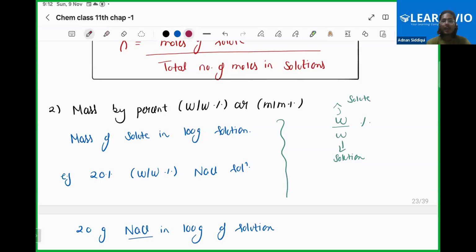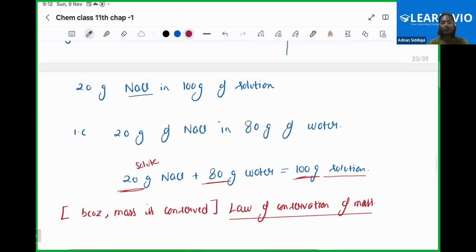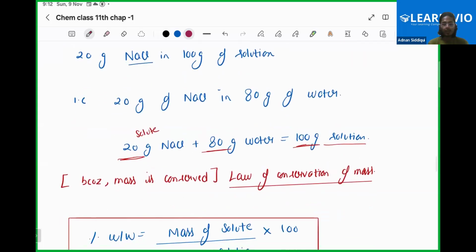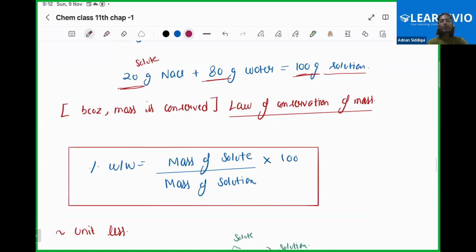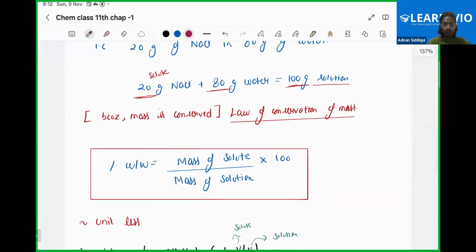Now, if you know the solution and you know the solute, you can also calculate what? Solvent. You will simply subtract 20 from 100, and this is your answer: 20 plus 80 is equal to 100 gram. So the formula is mass of solute divided by mass of solution into 100. It is unitless because you are dividing gram by gram. Any doubts? No.